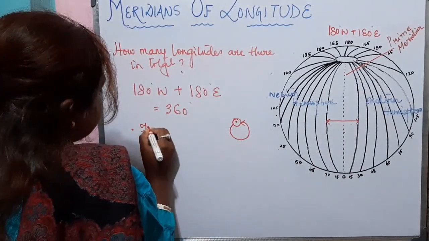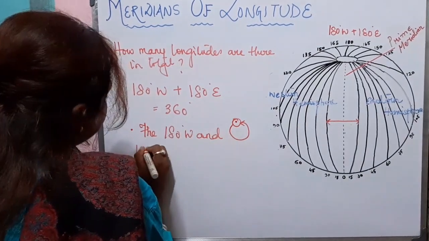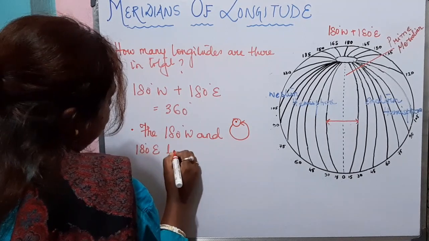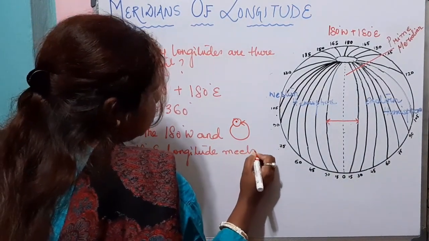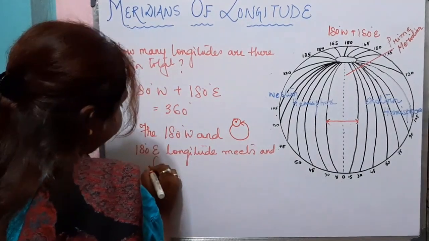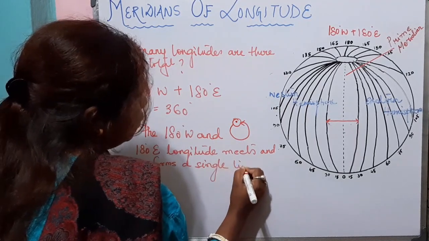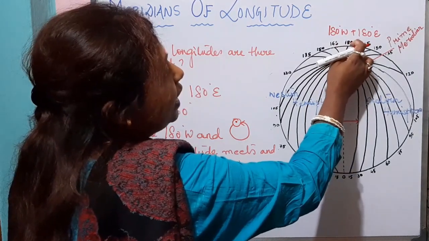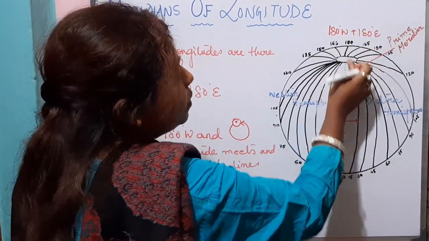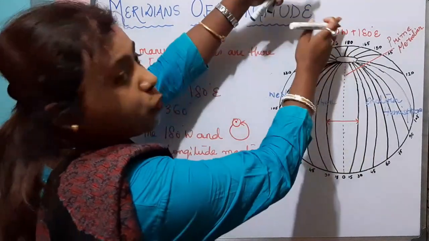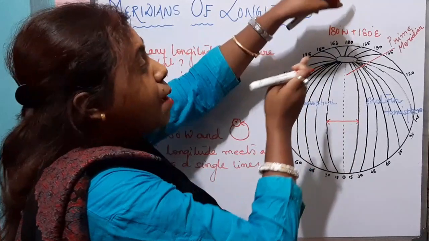So we can say that the 180-degree west and 180-degree east longitude meets and forms a single line. See, here we have 180-degree west and 180-degree east together. It has formed a single line where opposite, right? This is the prime meridian. So opposite to whom? Opposite to the prime meridian.